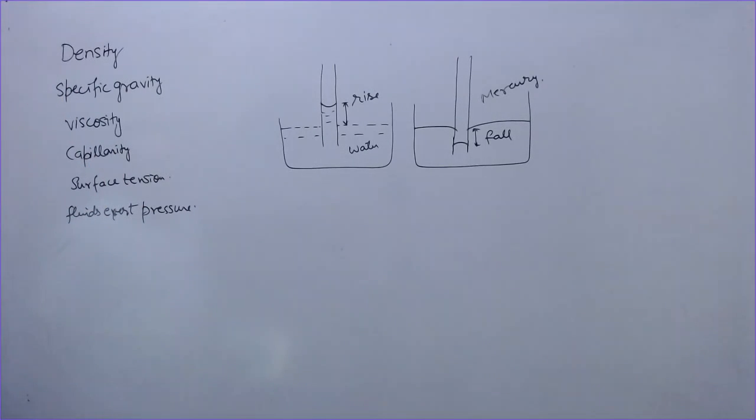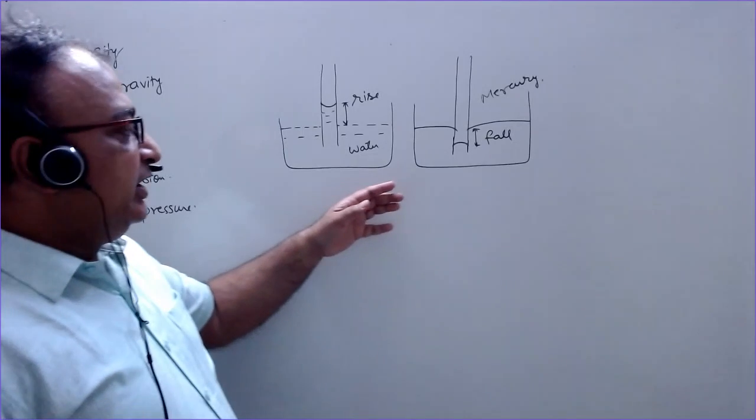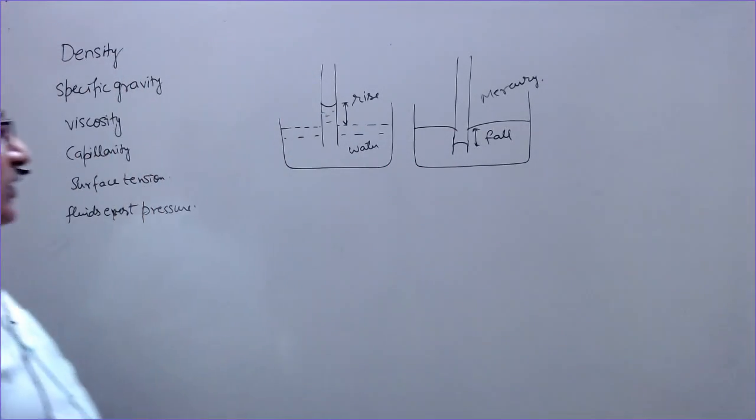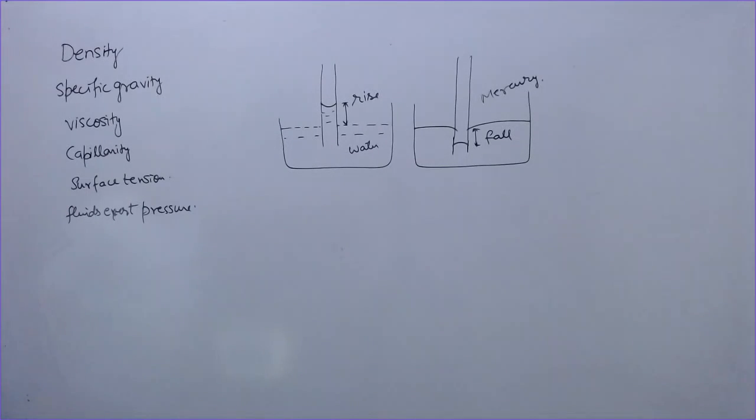The reason we will be discussing later on, and the reason behind this is the forces present here, which are cohesive and adhesive. If cohesive forces are dominant, then in that case it is going to fall. If adhesive forces are dominant, it is going to rise. So in brief, this is called capillarity or capillary rise.